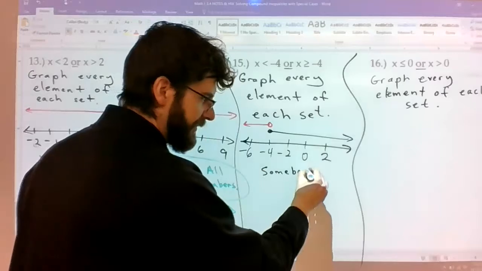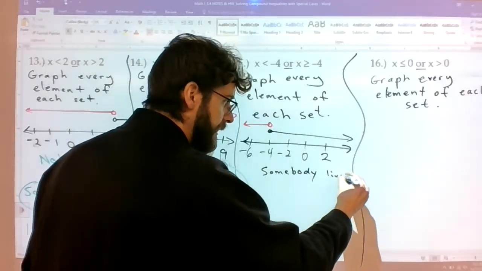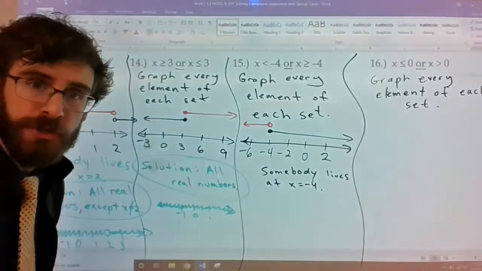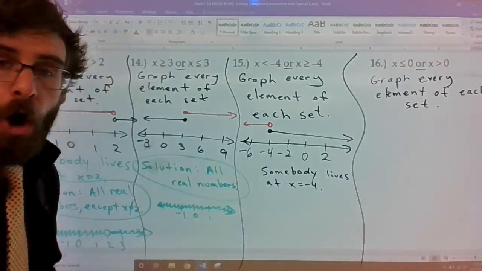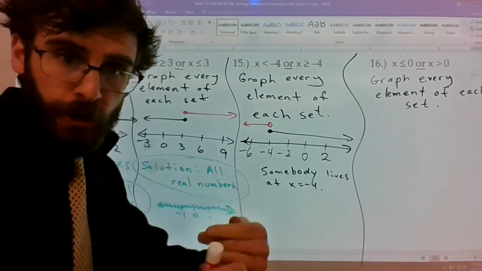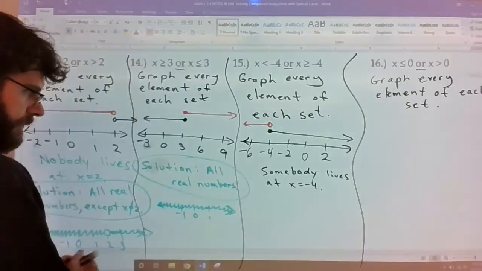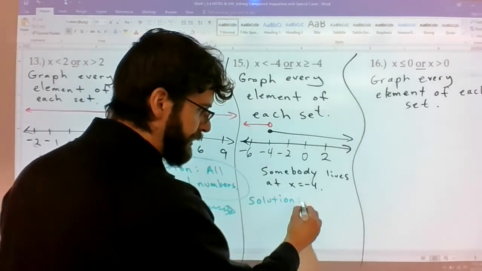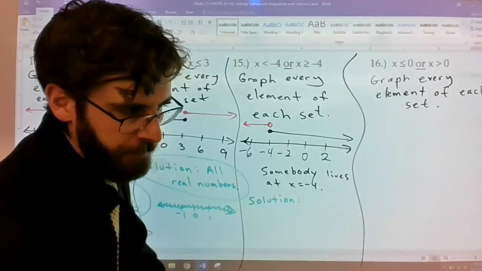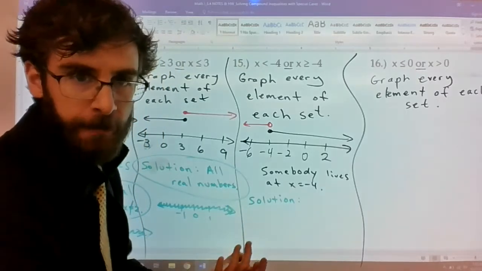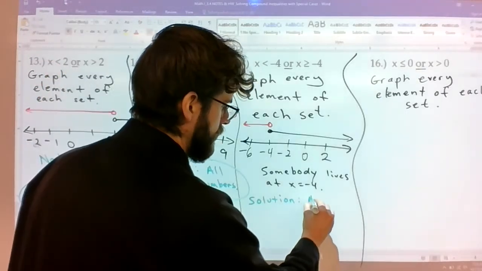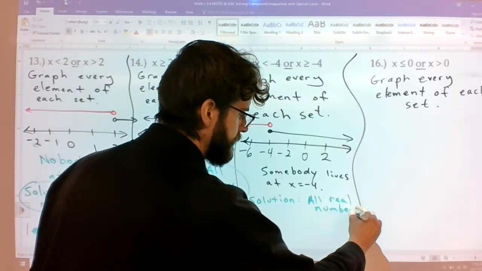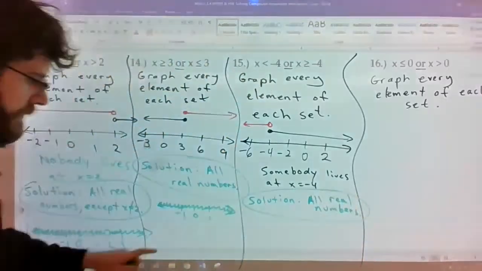All right, it's not green, but that's okay. Somebody lives at x equals negative 4, which means no solution, or not no solution. All real numbers is going to be our conclusion, including negative 4. So the solution, all real numbers, including negative 4. I don't have to say including negative 4, but just for the notes purposes, it is all real numbers, including negative 4. All real numbers, period. Same graph.